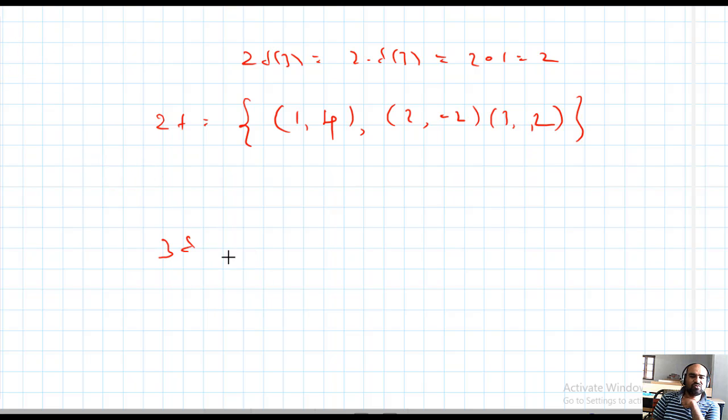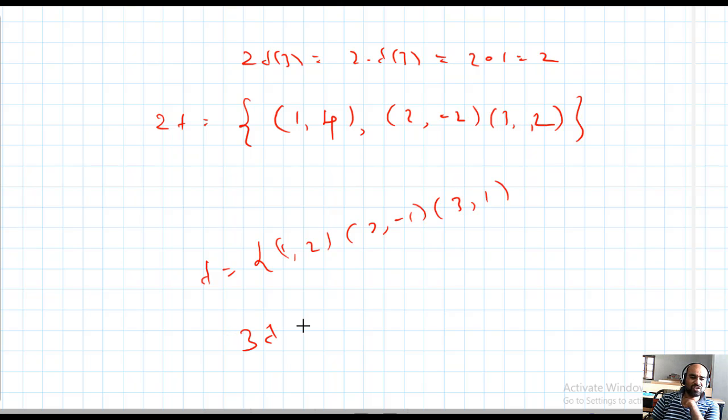Suppose you want 3f. F is given as 1 comma 2, 2 comma minus 1, and 3 comma 1. To find 3f, I can directly write 1 comma 3 twos are 6, 2 comma minus 3, 3 comma 3. Directly I can write it.